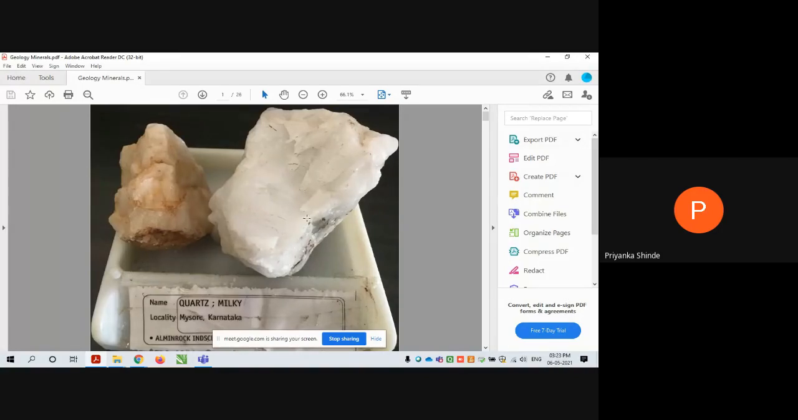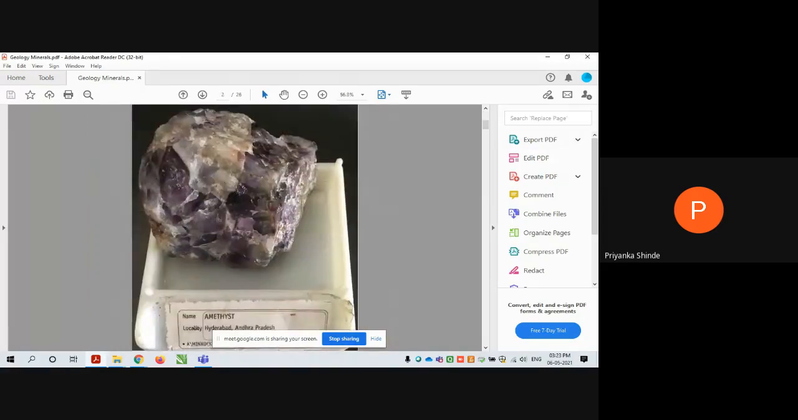Here the first one you can see the color is white, milky white in color. So the name of the quartz is milky quartz. Then this one, can you identify the color? Anyone? Purple. Yes, purple. The name of this mineral is amethyst. It is used as a gemstone because of its color.